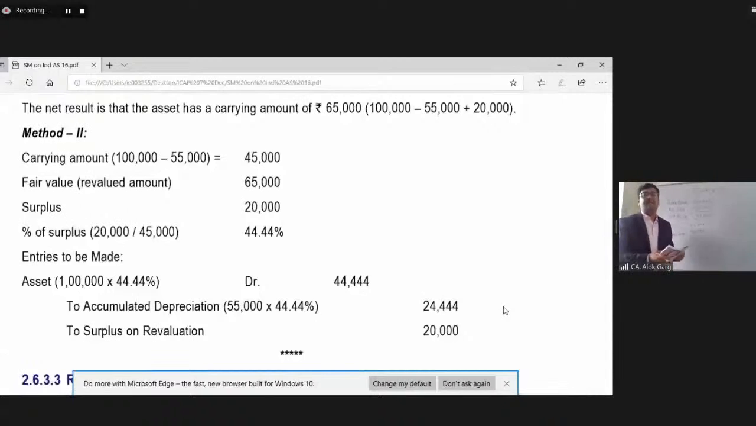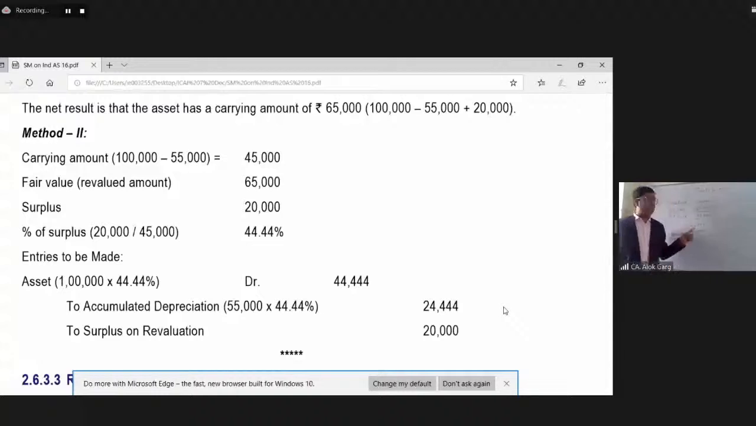So what was the carrying amount? Carrying amount was 45,000. What is the total fair value amount? 65,000. What is the revaluation surplus? 20,000. What is the percentage increase? Percentage increase is 20,000 divided by 45,000. 44.44%.